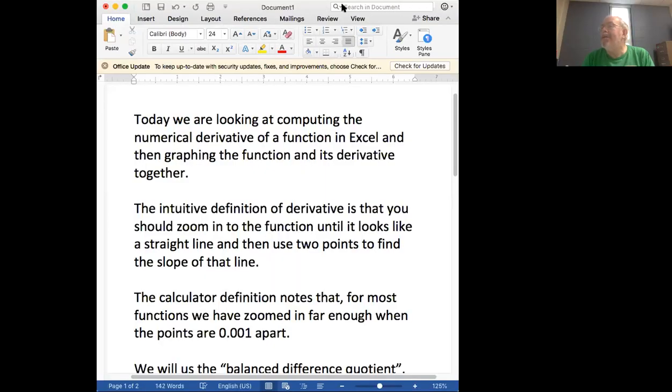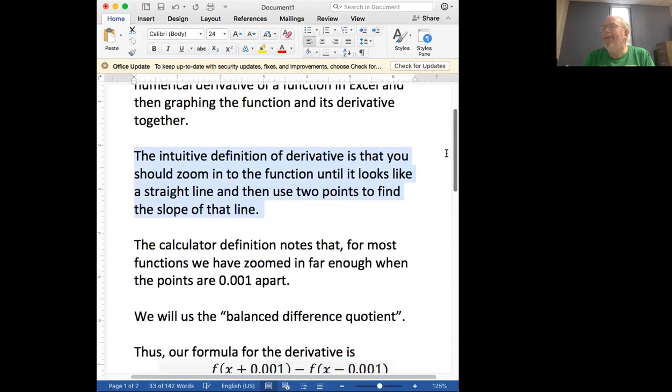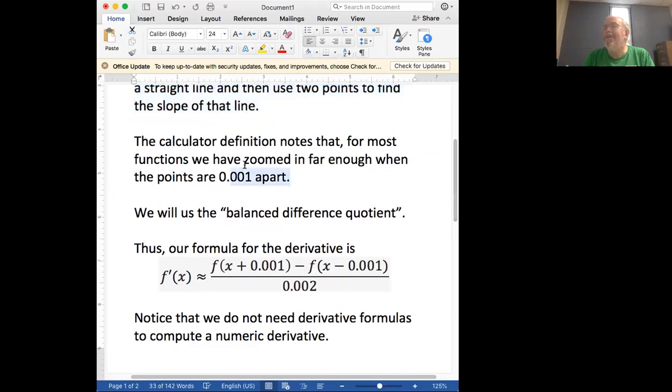As we look at this, we need to remember the intuitive definition of derivative, which is that you should zoom in on a function until it looks like a straight line, take 2 points on this straight line, and take the derivative the good old-fashioned way, take the slope by doing rise over run. The calculator definition, how most calculators do this, note that for most functions, we've zoomed far enough if we've zoomed in that the points are 0.001 apart.